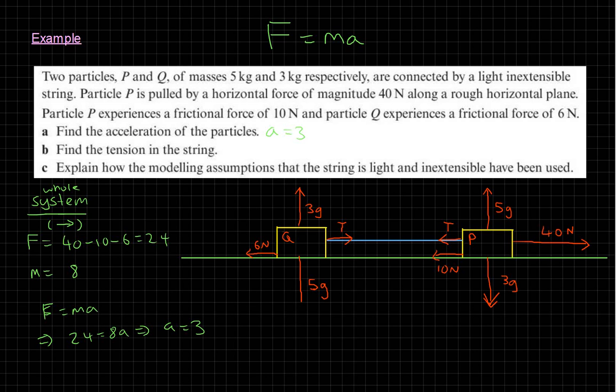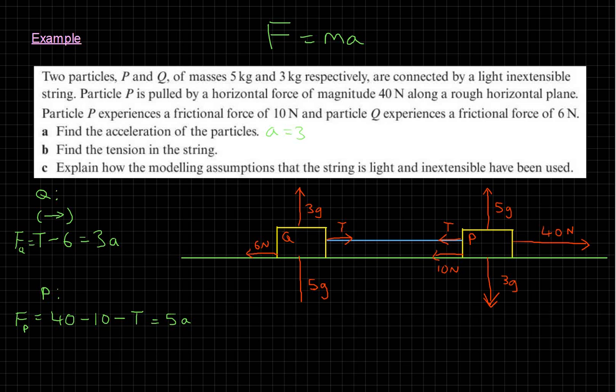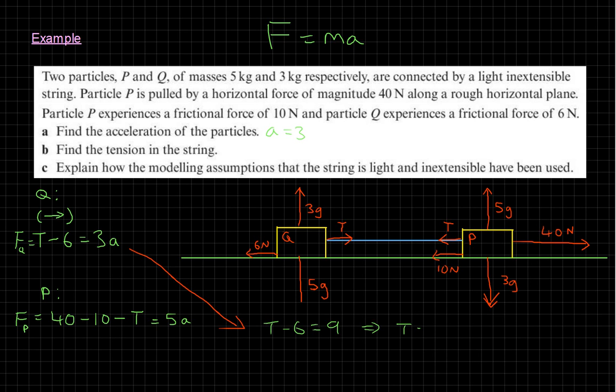So now we want to find the tension in the string, part B. Let's go back to the separate formulas we had for a moment. We had T minus 6 equals 3a, and 30 minus T equals 5a. Now that we know a equals 3, we can just plug that in. Let's do the first one. We would get T minus 6 equals, and then 3a is 9 because a is 3. That implies T equals 15.